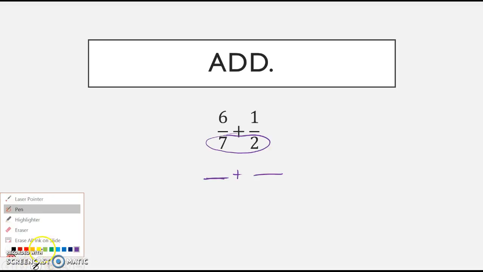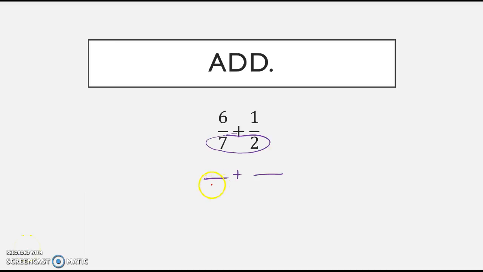So when I look at 7 and 2, my first thought is that a common multiple of both of them would be 14. And that also happens to be the least common denominator. So then I look back at 7. To get from 7 to 14, I multiply by 2. So I do the same thing to my numerator. 2 multiplied by 6 is 12. I get from 2 to 14 by multiplying by 7. Same thing on my numerator. So 1 times 7 is 7.